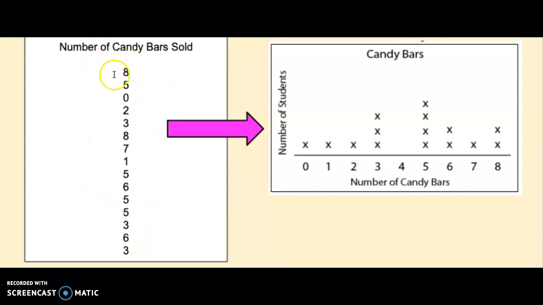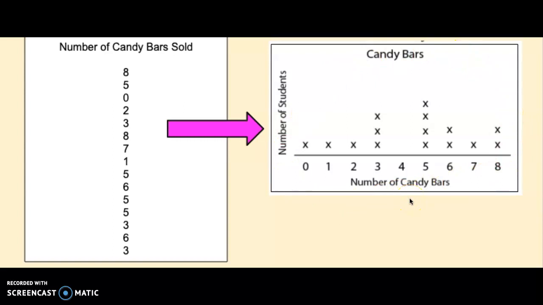We could take these same numbers and put them on a nice line plot with the values 0 through 8, because I noticed 0 was my lowest in this list and 8 was the highest number of candy bars sold, and then I would plot each one. Since there were 3 3s, remember I counted those? Above the 3, I put 3 X's. Since there are 1, 2 8s, you put 2 X's over 8.